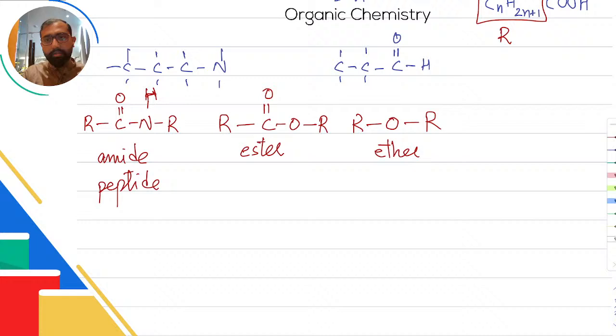Ryan, do you understand this now? Similarly, ethers, they just have oxygen in the middle, and CONH in the middle, amide or peptide linkage. Whatever is on the sides, that's it. It could be anything. And why do I need to know this?